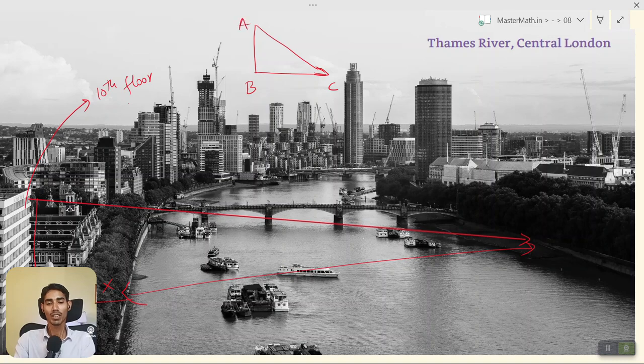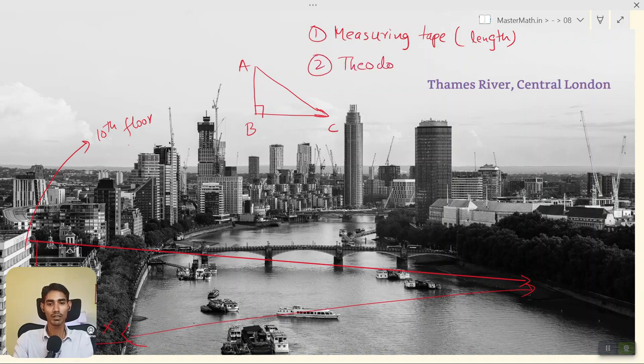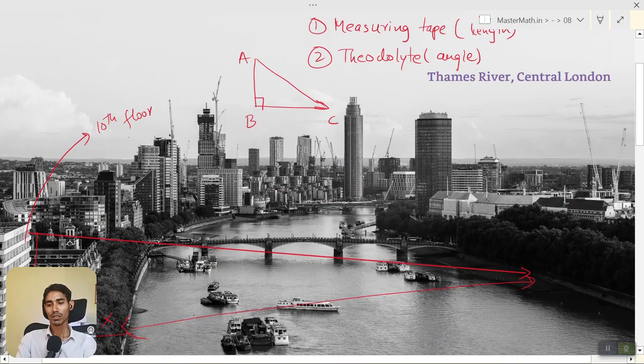You are only given two things. First thing is a device to measure length, which is the measuring tape. And you can measure the angle with the device known as a theodolite. Just think about it, what you could try. Now, we can't measure AC or side BC just standing on the balcony.